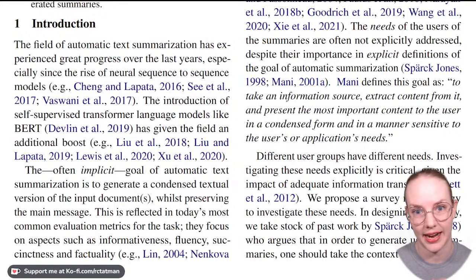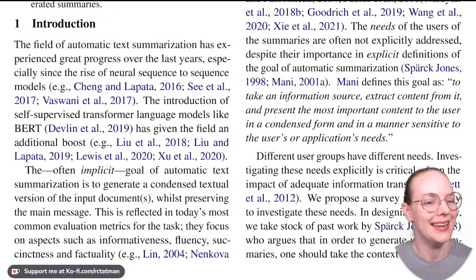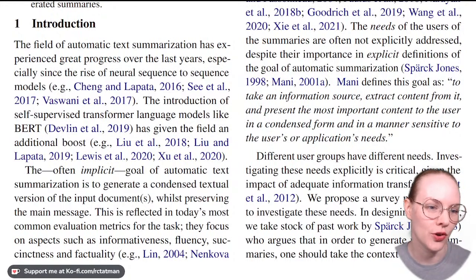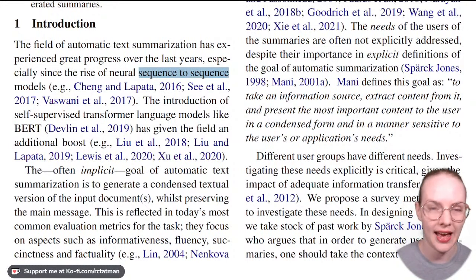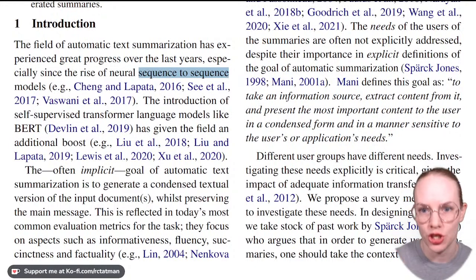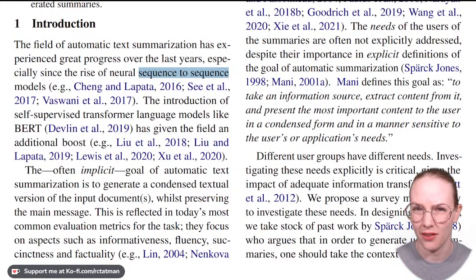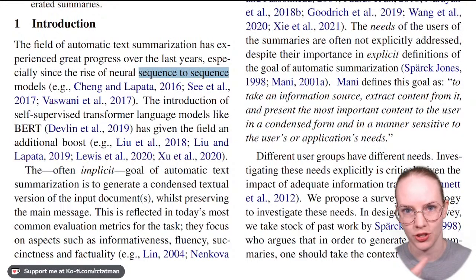All right, so let's get to the introduction and sort of the review of previous work. And I think this is sort of the question that I had last week. The field of automatic text summarization has experienced great progress over the last years. Wow. Especially since the rise of neural sequence-to-sequence models. So sequence-to-sequence modeling, seq2seq, was originally a specific model proposed by Google Research. It has since been applied more generally to the class of tasks of taking in a string of text and producing a string of text. So that would be summarization, machine translation, maybe even, depending on how you structure the task, potentially even conversation, dialogue stuff. So very common to want to put out a sequence of text in response to an input sequence.